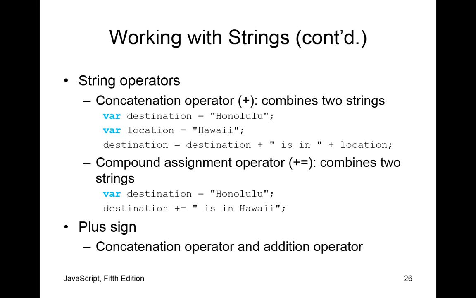Compound assignments. I can do it this way. The destination is Honolulu. The destination is now going to equal, is also in Hawaii. So I'm going to print destination equals destination is in Hawaii. Basically, when I have the plus equals, I'm saying the exact same thing as that line right there. So you don't have to type destination twice. It's what we call compound statements.